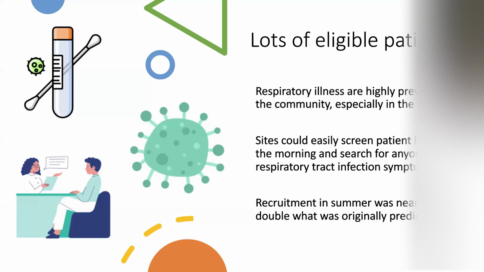We had a lot of eligible patients for this study. As you can imagine, in winter time, there are a lot of respiratory illnesses going around. In any workplace or anywhere you hear people coughing, spluttering. There's a lot of germs around. So sites could screen patients. They would get their patient list in the morning, screen it for anyone coming in with any sort of respiratory infection symptom, and see if they wanted to be part of the trial. But we did find this year that even recruitment in the summer was double what we originally thought, which means people are still getting these kinds of infections over summer, especially COVID. Actually, people were tending to get it in the summer, which was quite unusual.